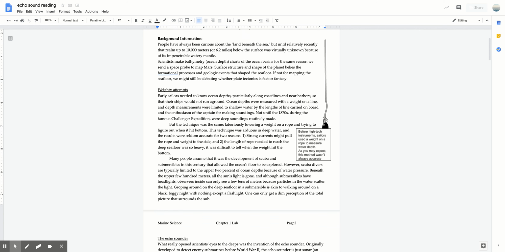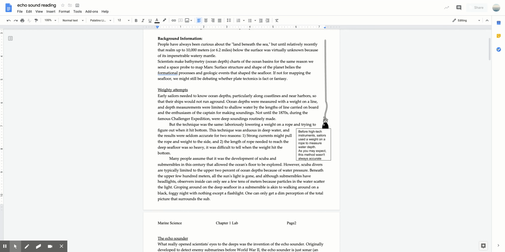So, weighty attempts. Early sailors needed to know ocean depths, particularly along coastlines and near harbors, so that their ships would not run aground. Ocean depths were measured with a weight on a line, and the depth measurements were limited to shallow water by the lengths of the line carried on board and the enthusiasm of the captain for making the soundings. Not until the 1870s, during the famous Challenger expedition, were deep soundings routinely made. But the technique was the same, laboriously lowering a weight on a rope and trying to figure out when it hit bottom.